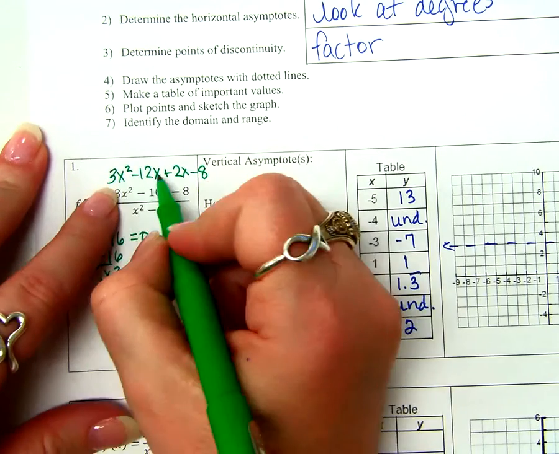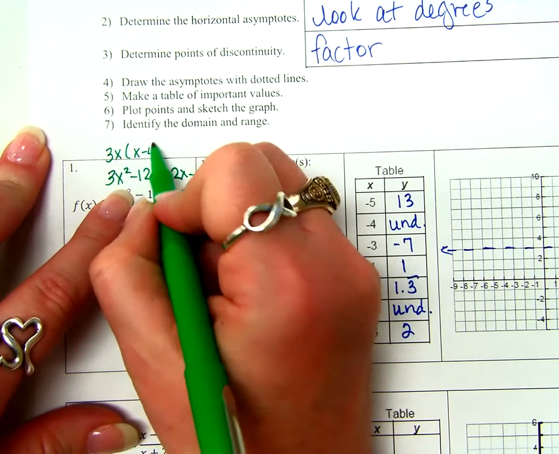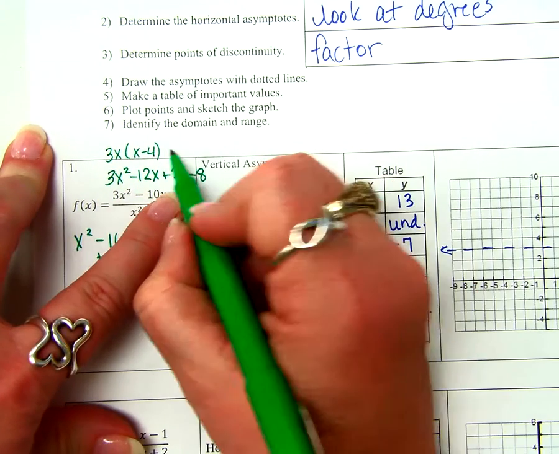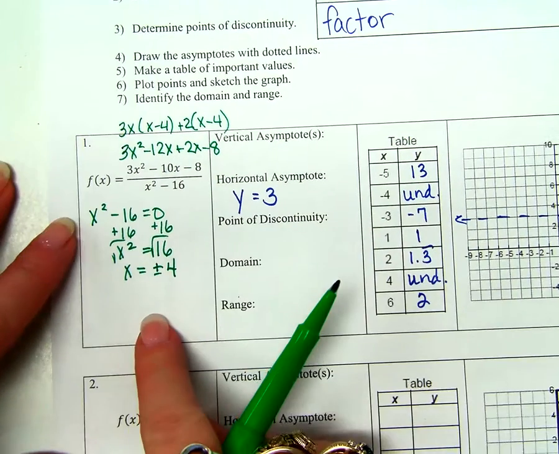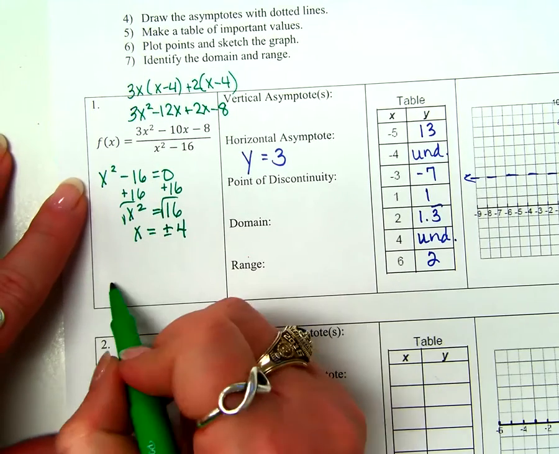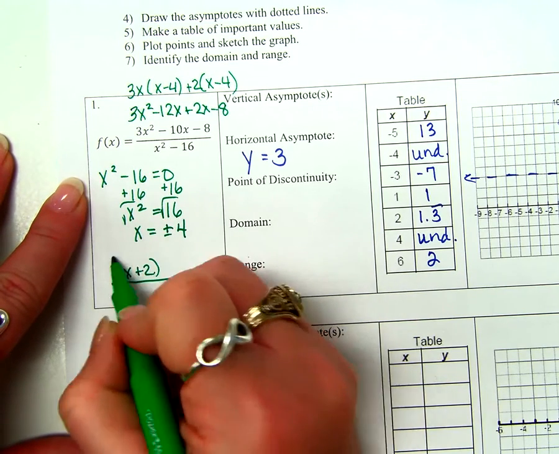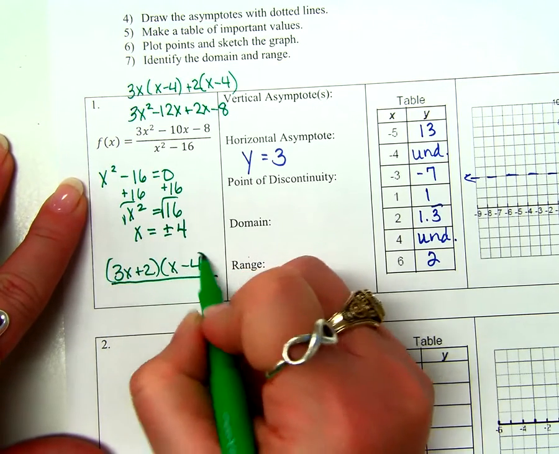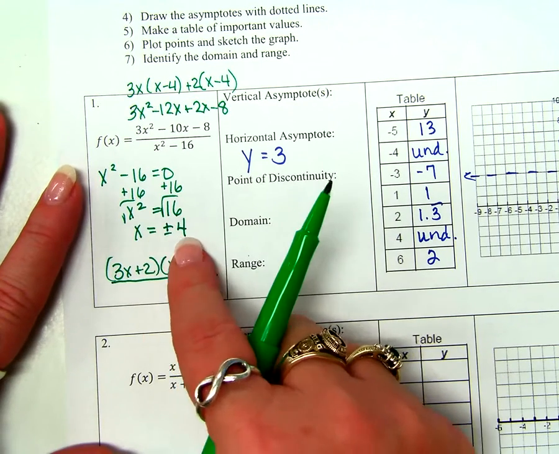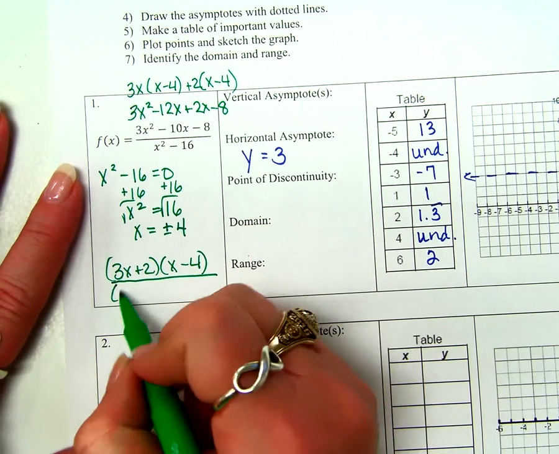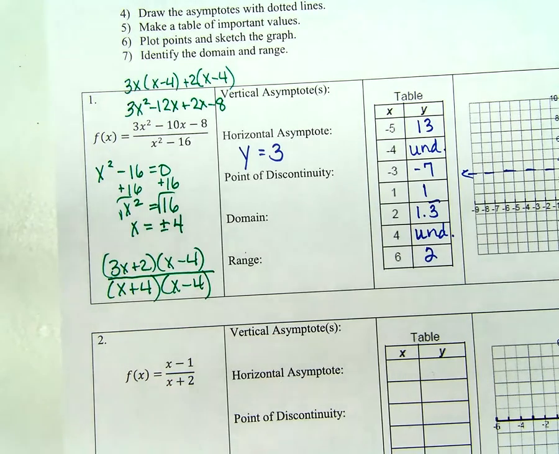So then I look at the first two, and I take out a 3x, and I have an x minus 4 left. I look at the second two and I take out a 2 and I have an x minus 4 left. So in the numerator I have 3x plus 2 and x minus 4. In the denominator, I already solved for it, so I know I have 2 factors down there. And I know one is x plus 4 and I know one is x minus 4, right?